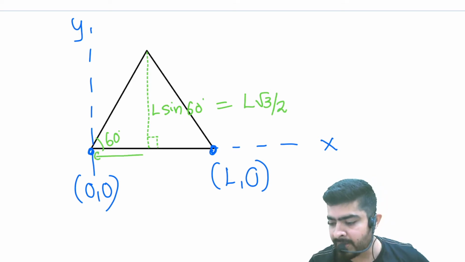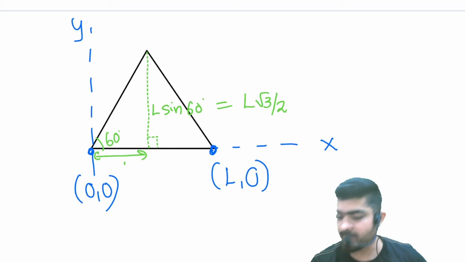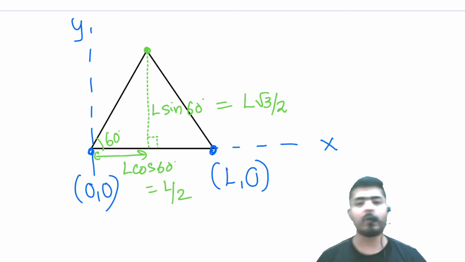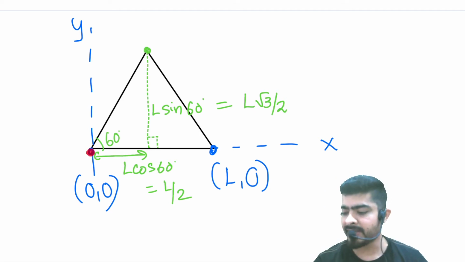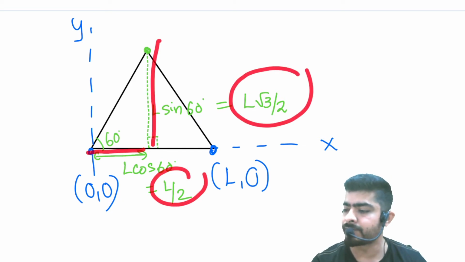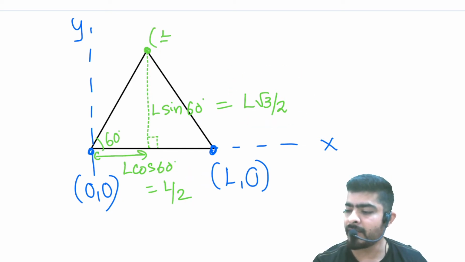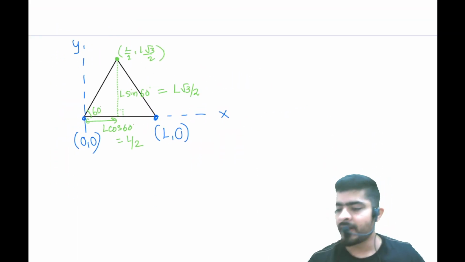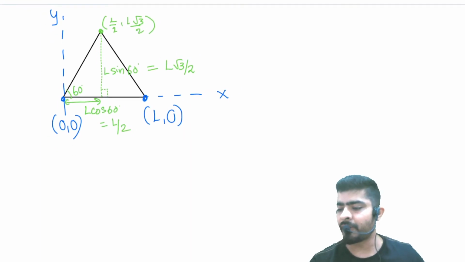Similarly, what will be this length equal to? This will be L cos 60 degrees. So that will be L by 2. So now I found the coordinates of this point. Its x coordinate is L by 2 and y coordinate is L root 3 by 2. So L by 2 comma L root 3 by 2. I found the coordinates of all the 3 points and now I just need to put the values in the formula.